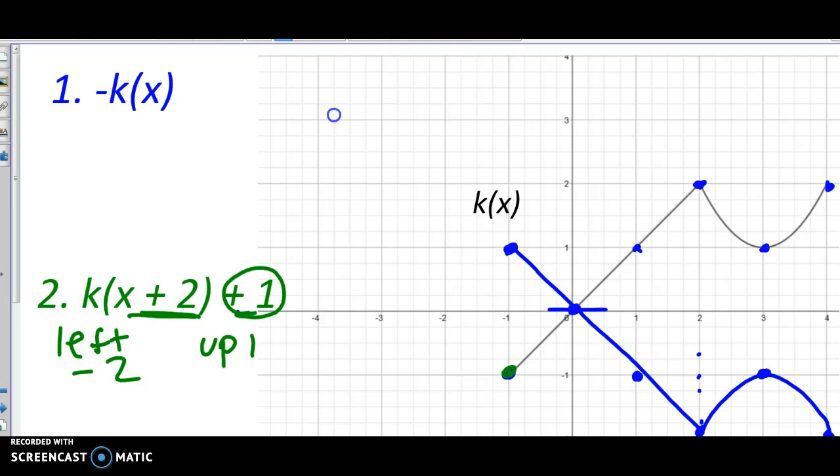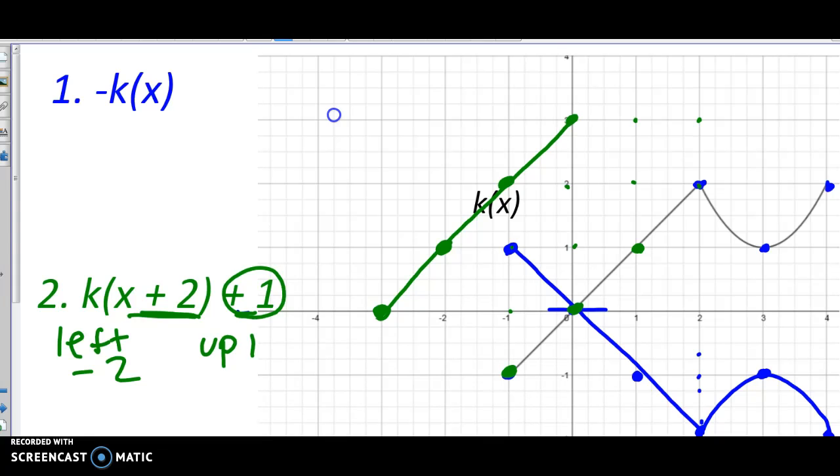So I'm going to go back here to the starting point at -1, 1 with the line. I'm going to move this point up 1 and left 2. The point that's at 0, 0, I'm going to move it up 1 and to the left 2. This point right here, I'm going to move it up 1 to the left 2. And the last part of the line, I'm going to move it up 1 and to the left 2. So here is the line that was moved.